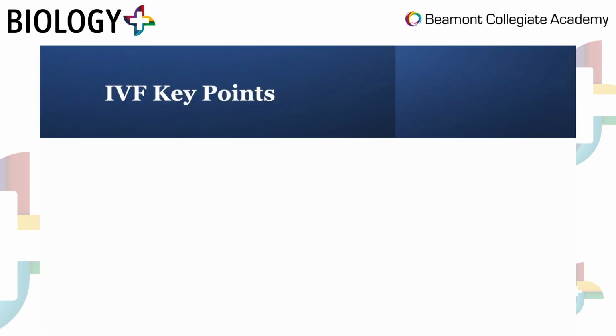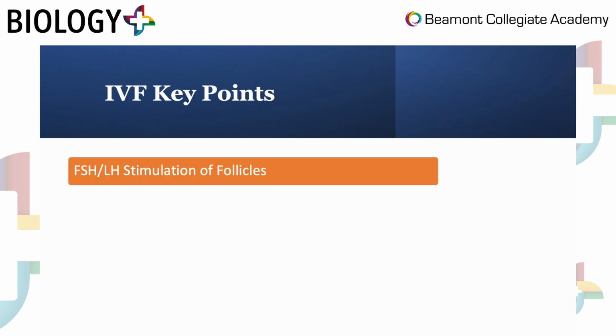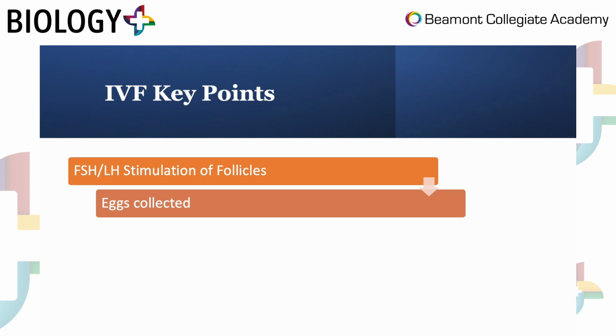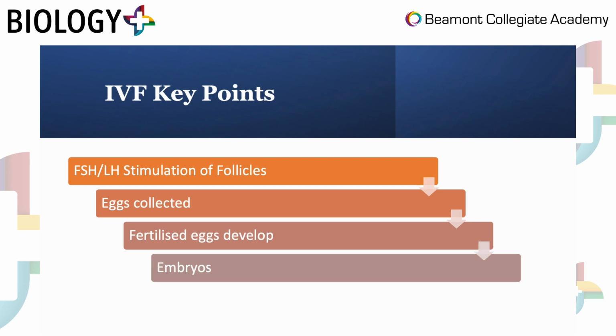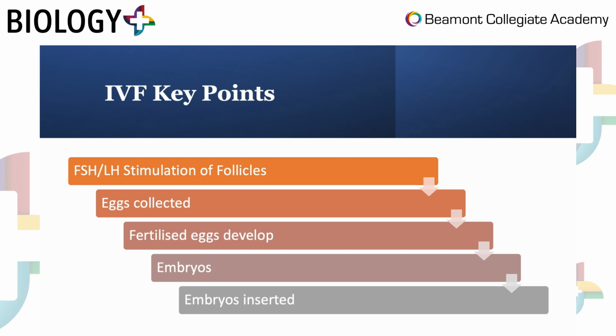The key points to IVF are as follows. FSH and LH are administered to stimulate the follicles to produce eggs. The eggs are then collected from the mother and fertilised by the sperm from the father in the laboratory. The fertilised eggs develop. The embryos that develop are then inserted into the mother's uterus.